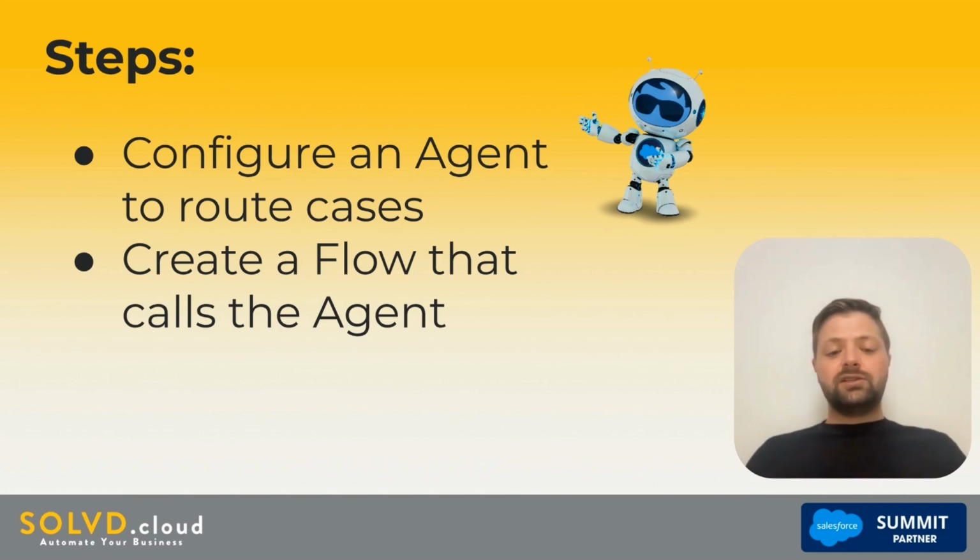The second thing we need to do is to create a flow. And that flow is going to be triggered when your email to case creates a case. So you'll have a record triggered flow on case creation that then routes to the agent, and then the agent's going to do your work. So without further ado, let's hop into the demo.